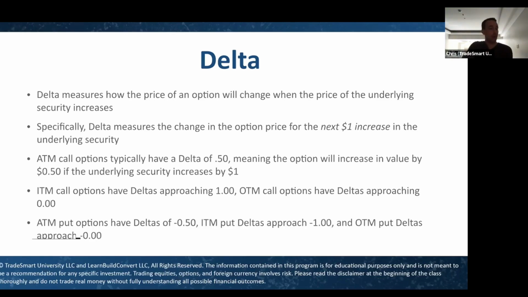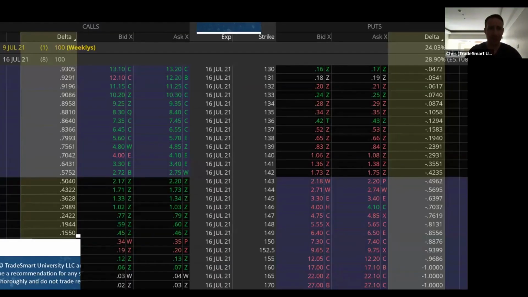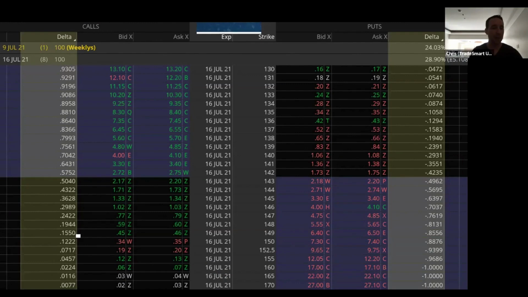At the money put options, if we look on the flip side here, have deltas of negative 0.5. In the money put deltas approach negative 1, and out of the money put deltas approach negative 0. So let's look at this graphically. Here's a screenshot of an option chain, and we've got our bid-ask spreads here on either side. We've got calls on the left and puts on the right.